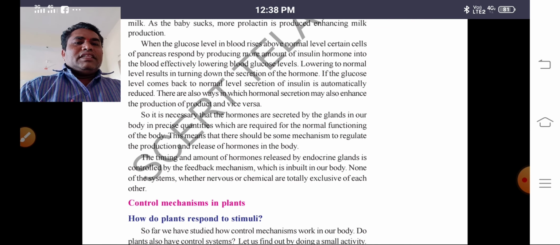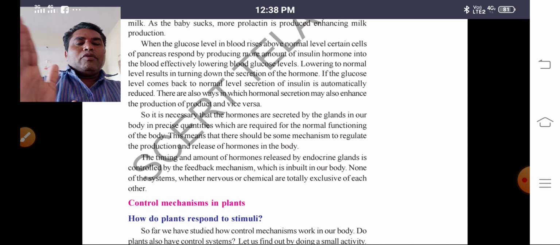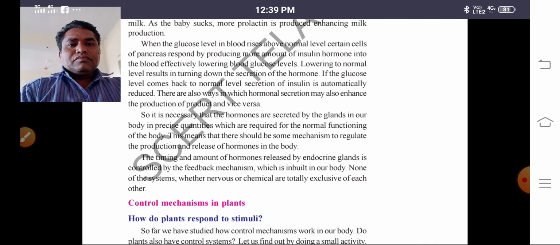So it is necessary that hormones are secreted by the glands in our body in precise quantities which are required for the normal functioning. This means that there should be some mechanism to regulate the production and release of hormones in the body. So the timing and amount of hormones released by the endocrine glands is controlled by the feedback mechanism which is inbuilt in our body. None of these systems, whether nervous or chemical, are totally exclusive of each other.